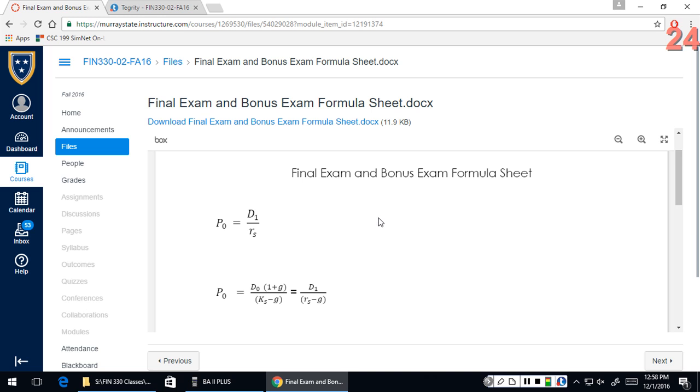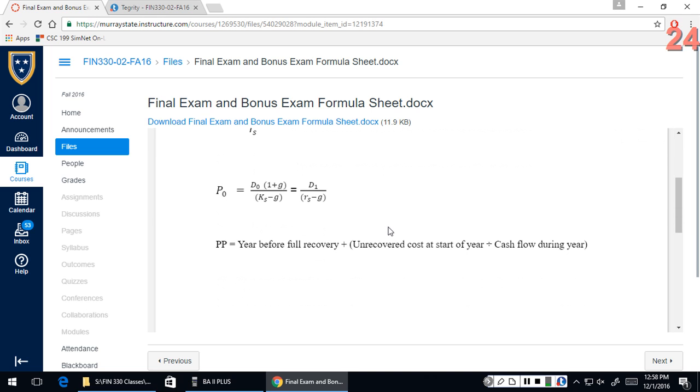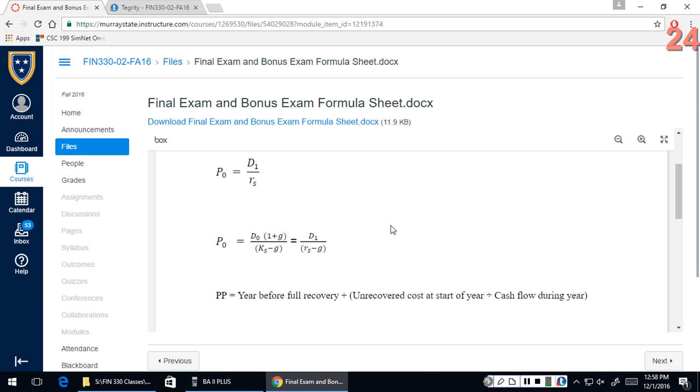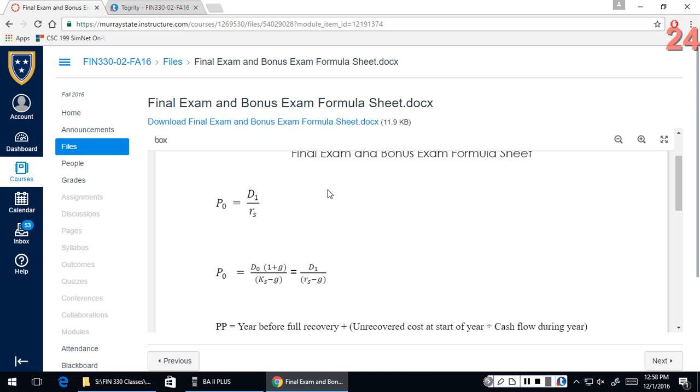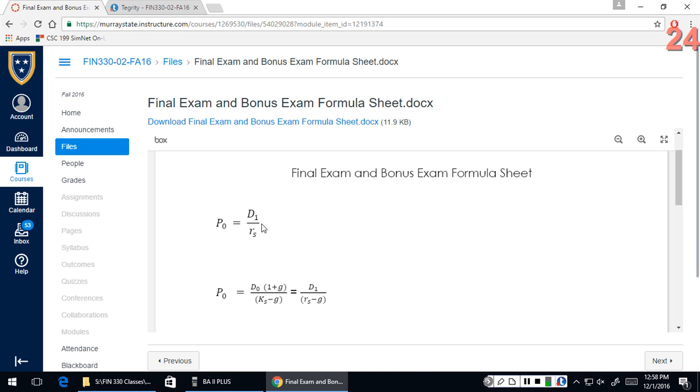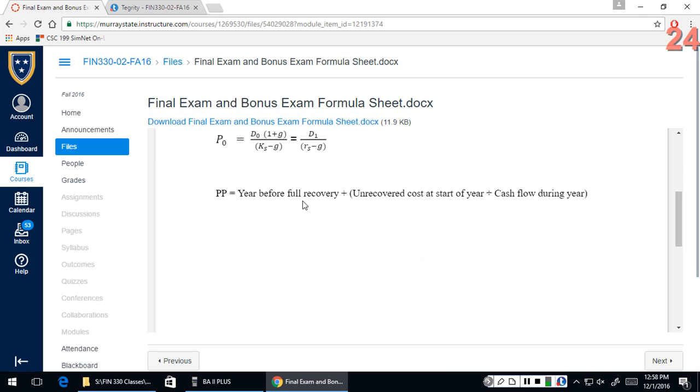Can you have a note card? You can, as long as these are the only things you have on it. Yeah, I'm fine with that. But this is the zero growth model, the constant growth model, and then this is going to be on your bonus test. So what you would do is tear the formula off, it'll probably be on your final, and hang on to it for your bonus exam.